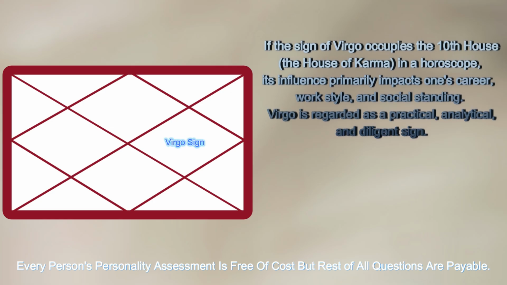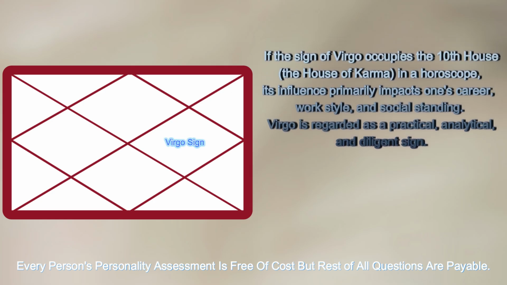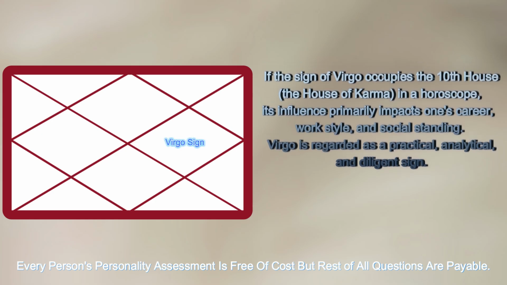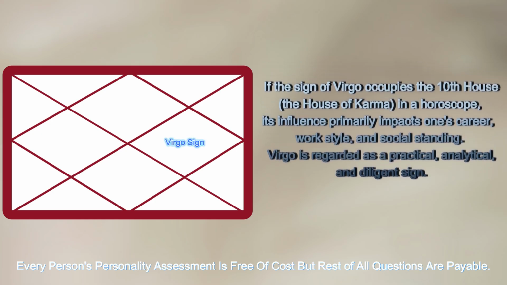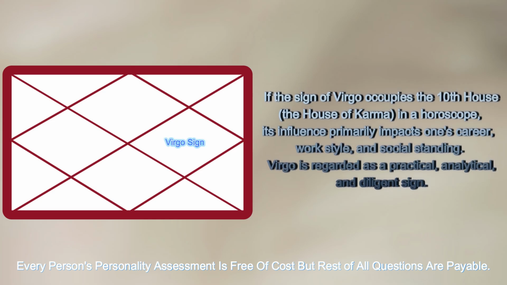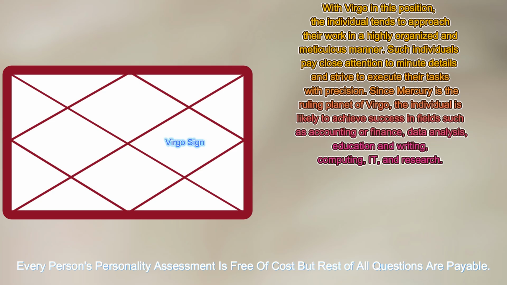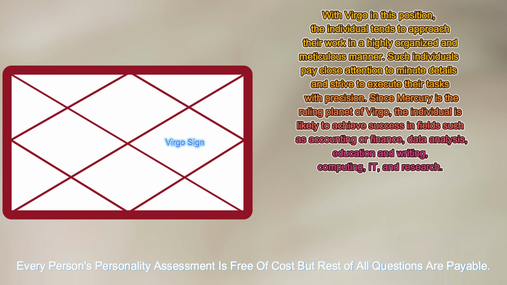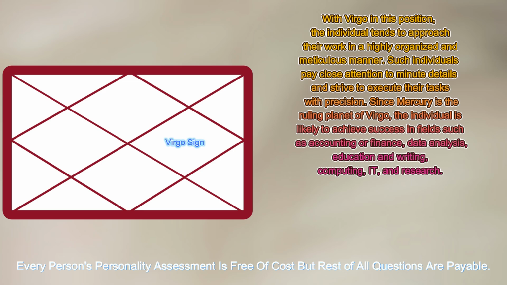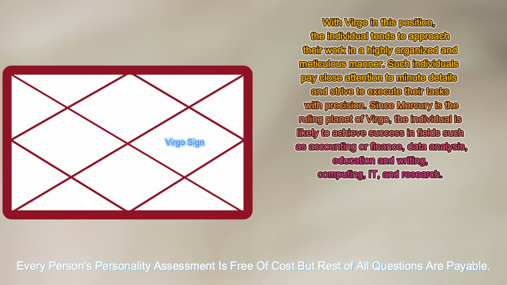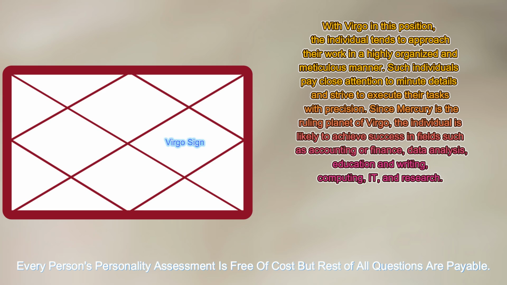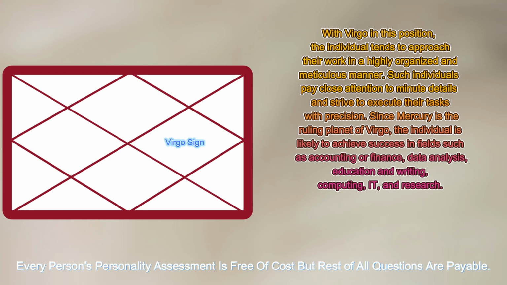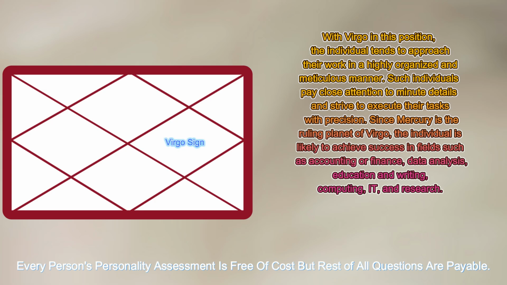If the sign of Virgo occupies the 10th house, the house of karma, in a horoscope, its influence primarily impacts one's career, work style, and social standing. Virgo is regarded as a practical, analytical, and diligent sign. With Virgo in this position, the individual tends to approach their work in a highly organized and meticulous manner. Such individuals pay close attention to minute details and strive to execute their tasks with precision.